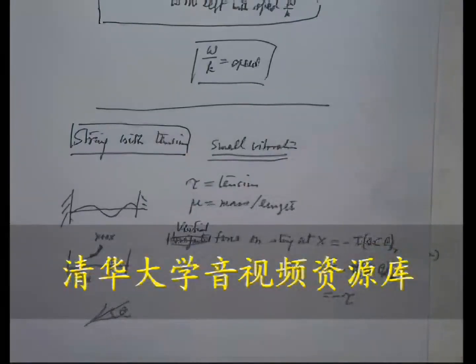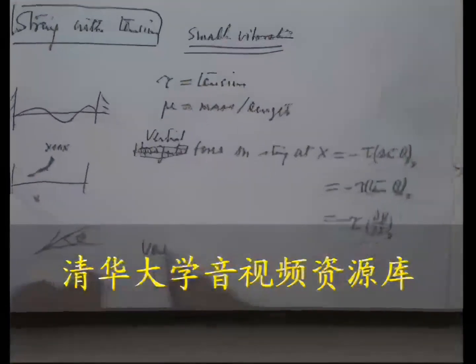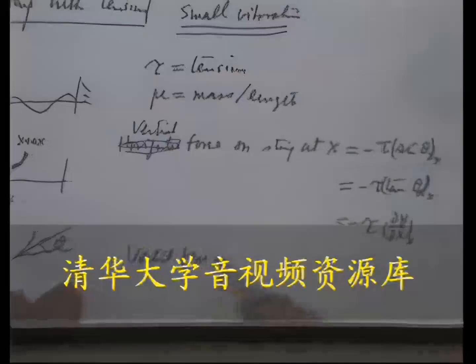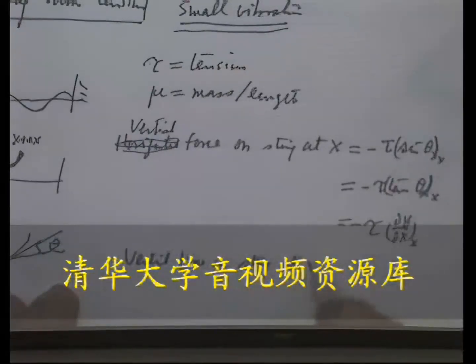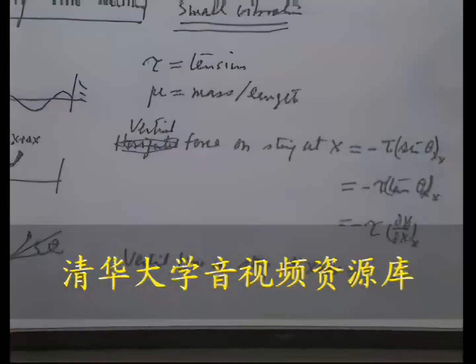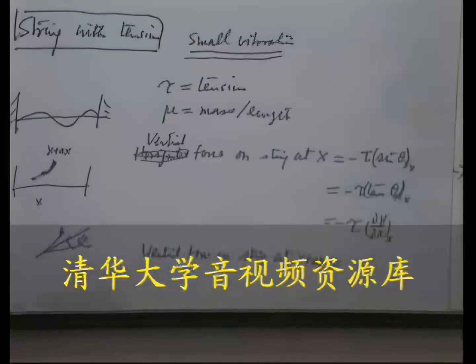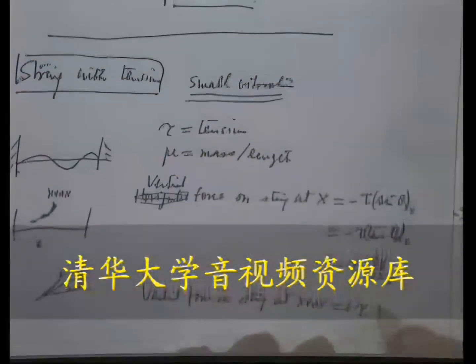What is the tangent theta? Tangent theta is the derivative dy/dx at the point x. The vertical force on the string at x plus delta x is similarly the same expression at x plus delta x, but with a changed sign, because one end pulls up and the other pulls down, so it's equal to plus tau dy/dx at x plus delta x.